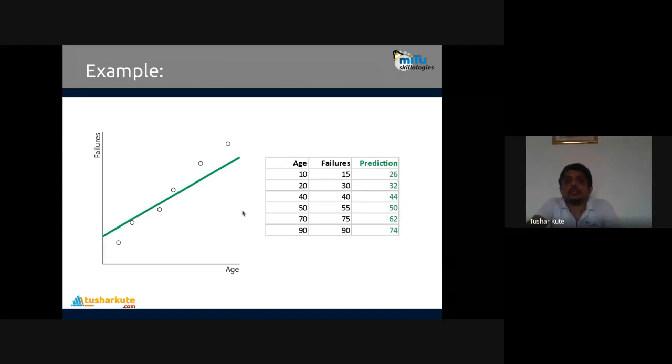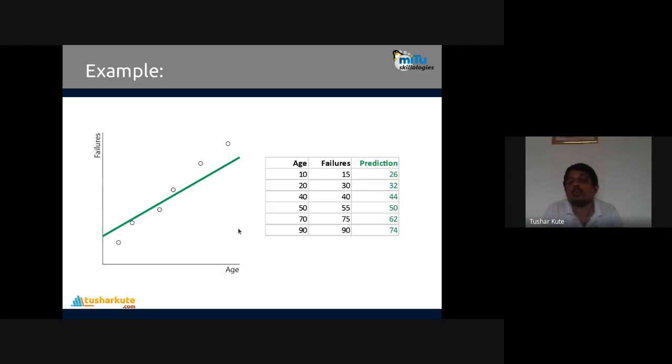See, the actual age value is here and the predicted value is here. For this one, the actual value is 30, the predicted value is 32, a very small difference. For this case, 40 and 44. For this case, it is 55 but it is generating below 50. For this case, it is actually 75 but generating 62, and for this case it is actually 90 but generating 74, like that. Predictions are on the line. These are the actual values present here. Like that the line is created.